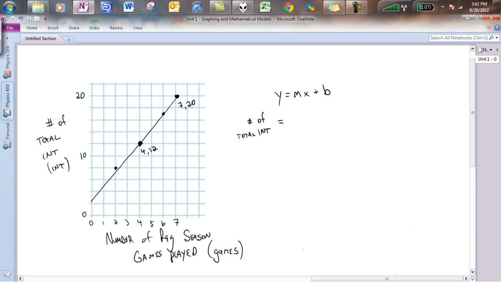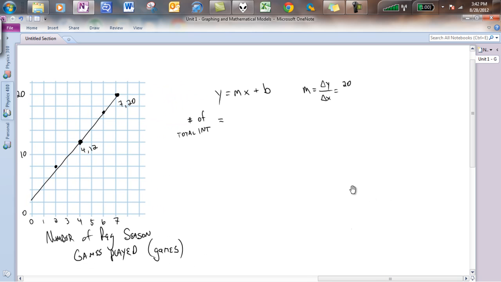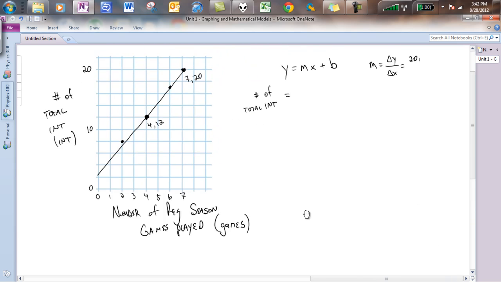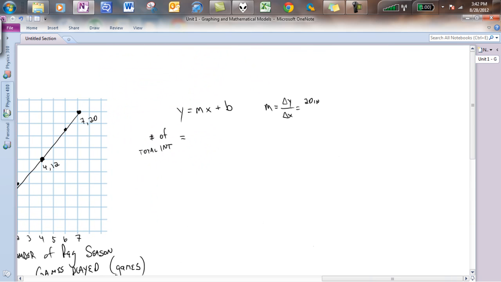So those are our 2 points, and as we learned from our notes, M is going to be the change in y over the change in x, rise over run. Change in y is going to be, in this case, 20, but in science, there is no such thing as naked numbers. That is 20 interceptions minus our initial y value, which will be 12 interceptions.